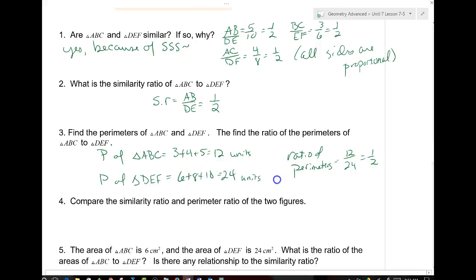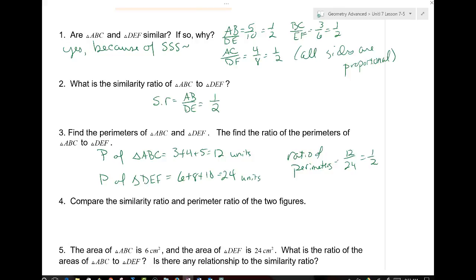Then I asked you to find the perimeters. I found the perimeter of triangle ABC to be 12 units, the perimeter of triangle DEF to be 24. And then the ratio of the perimeters, again smaller triangle to bigger triangle, so that's 12 to 24. It's 1/2. So far, anything earth-shattering?